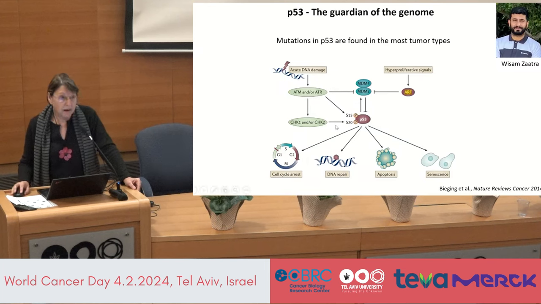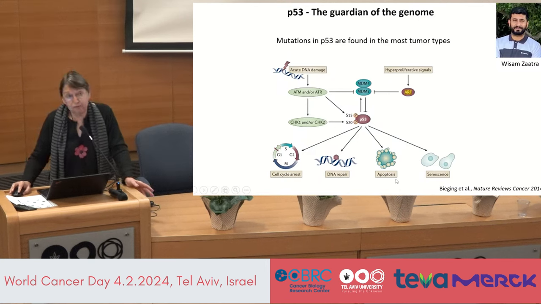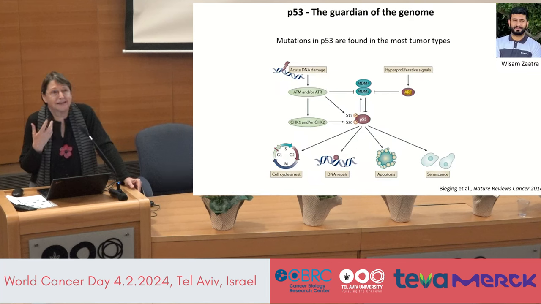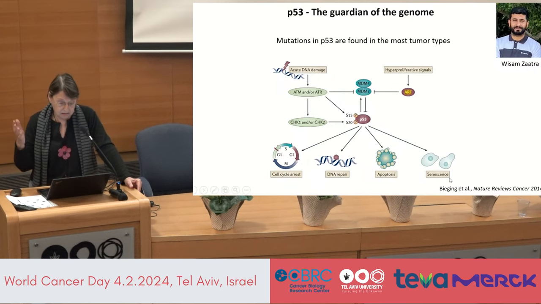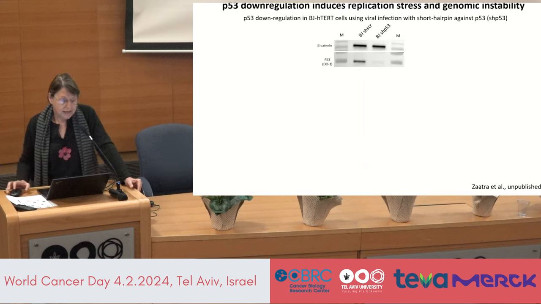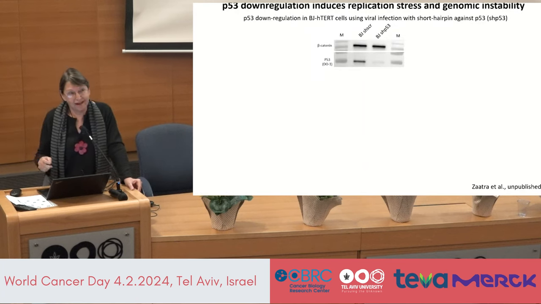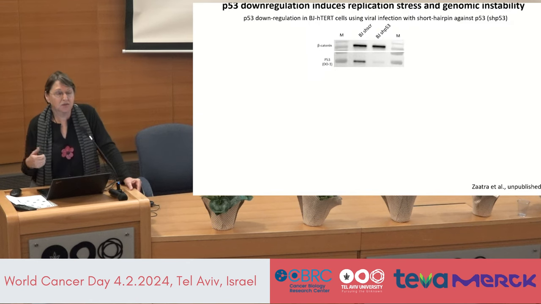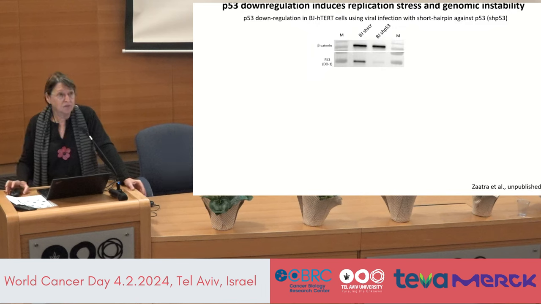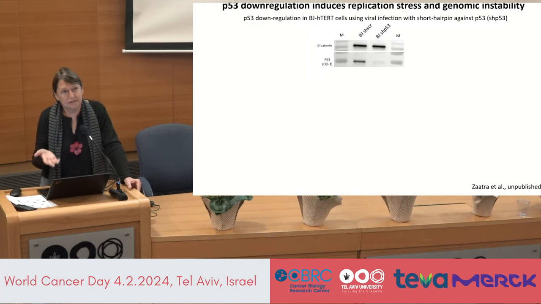P53 has, of course, many functions under normal conditions, which are mentioned here, including cell cycle arrest, if there is a need for this, DNA repair when there is DNA damage, and if the cells cannot deal with the damage, then cells will be sent to apoptosis or senescence or will die in another way. So we tested our question regarding the contribution of replication stress to instability caused by P53 in two different systems. The first was by down-regulating P53 in tissue cultured cells.